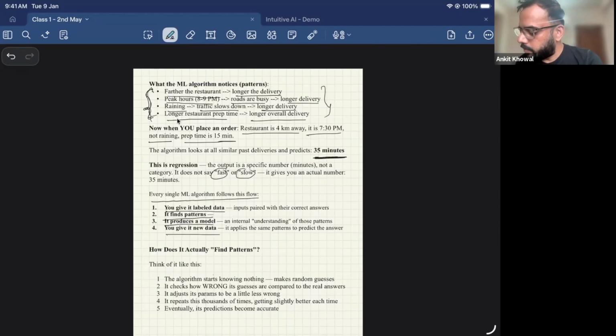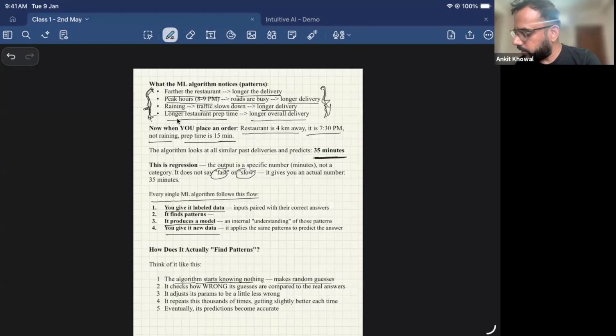Okay. But the interesting part over here is, how does it find the pattern, right? It's very easy to say that it will learn all these things, but there has to be some mathematical explanation of how it learns the pattern. So the basic algorithm is this: in the initial stages, it will know nothing, so it will just make a random guess, okay?